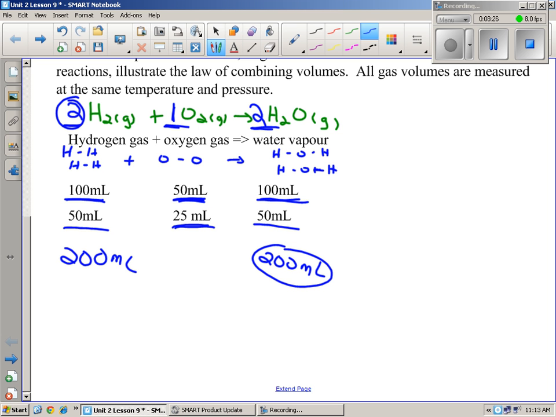Because look, 2 is to 2, as 2 is to 2. Well, actually, I probably should go this way. 2 is to 2. Yeah? So if I want to make 200, I need 200. Right? If I want to make 2 moles of this gas, I need 2 moles of this. If I want to make 200 milliliters, I need 200 milliliters here. Yes? If the question was, I have 200 milliliters of water vapor, how many milliliters of oxygen should I use? Your answer would be 100. Yes? Okay?